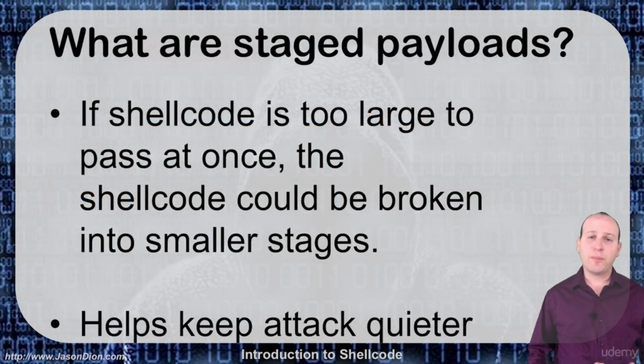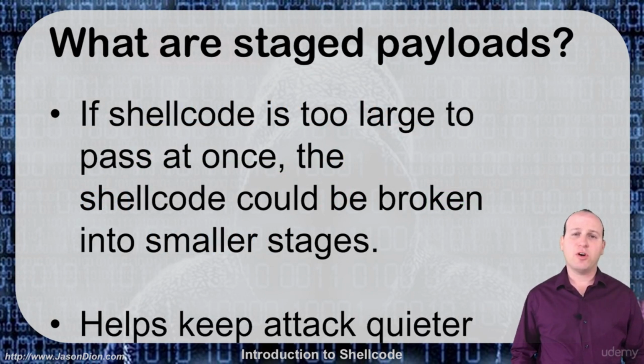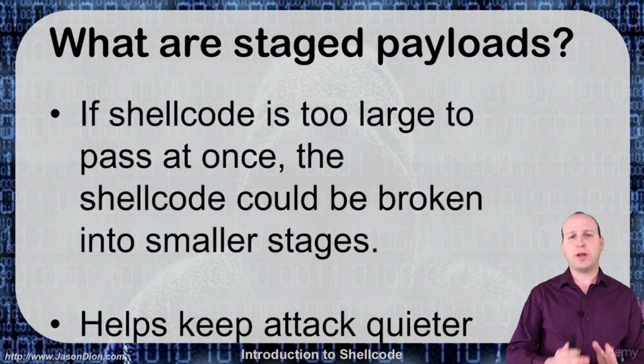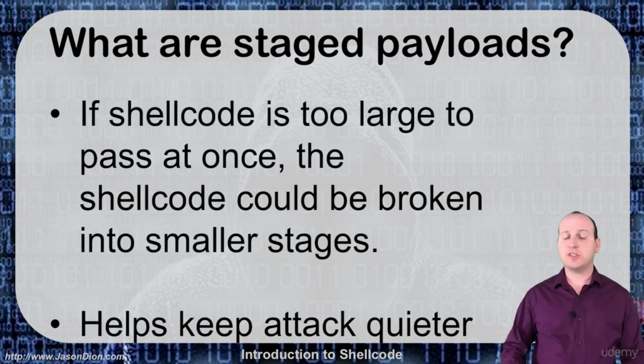Now, there's another type of payload out there that we talk about that's called a staged payload. What this is, usually the shellcode itself is too large to pass fully through a single stage. It would be caught too easily. So instead what we do is we break up that shellcode into many smaller stages, sometimes 1 or 2 or 3 or even 4. And this happens to make the attack quieter.